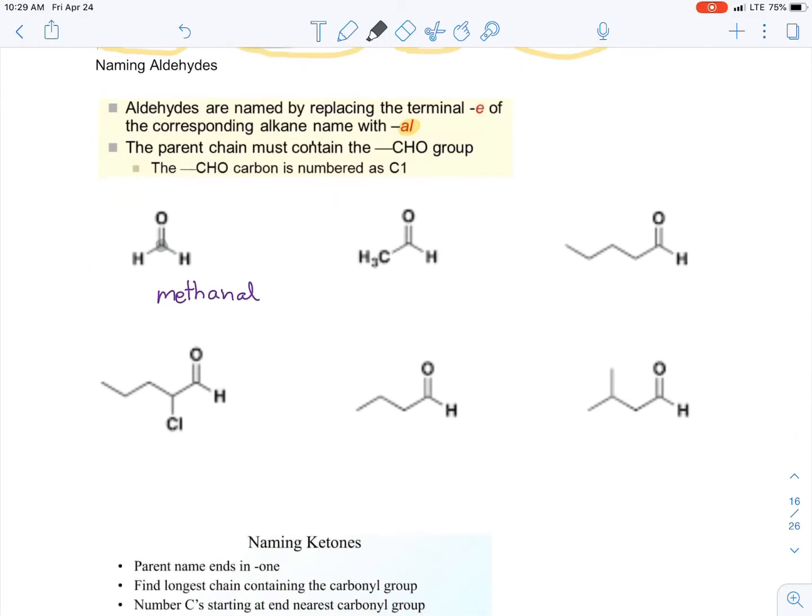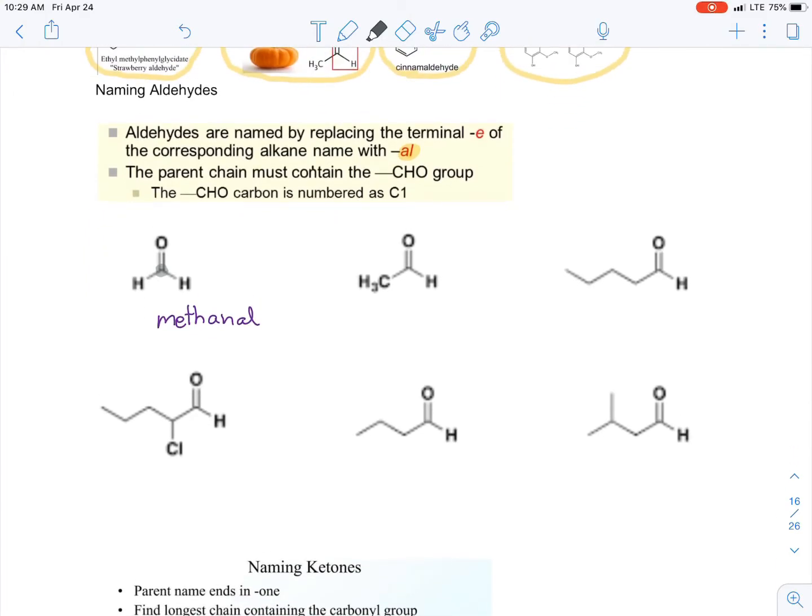Here's one that has a chloro group on it, so I'm going to do that one. All right, now we have 1, 2, 3, 4, 5 carbons there. All right, and we're going to start. This is going to be number 1 because it's right there by the double bonded oxygen. 2, 3, 4, and 5. So 5 is pent. And they're all single bonds, so that's pent AN.